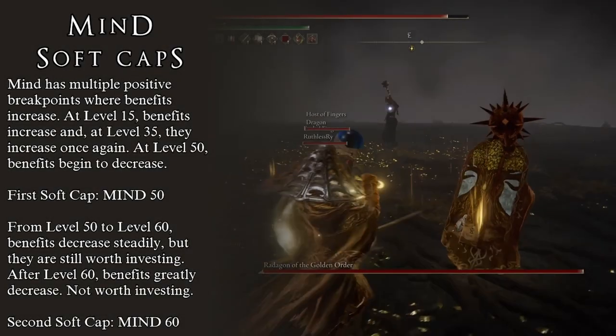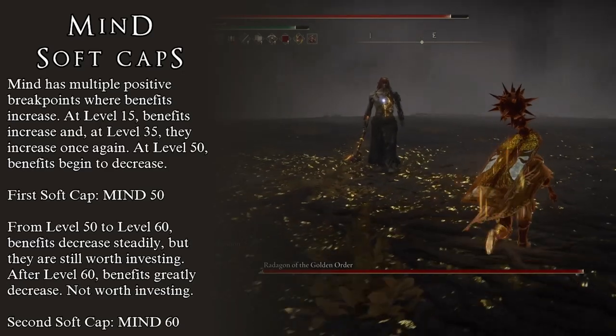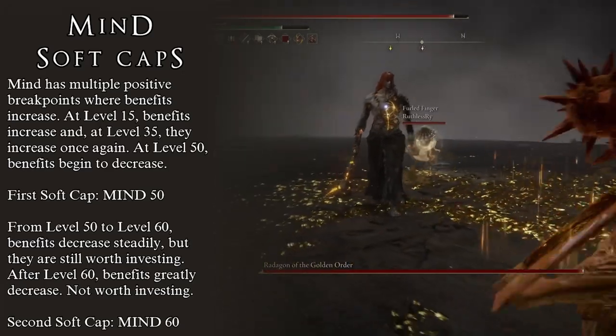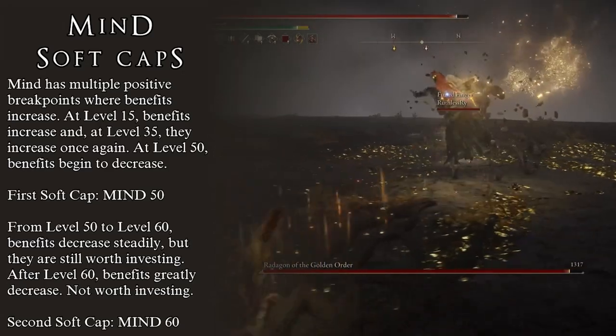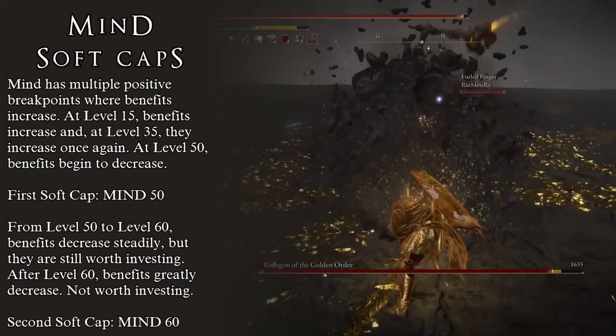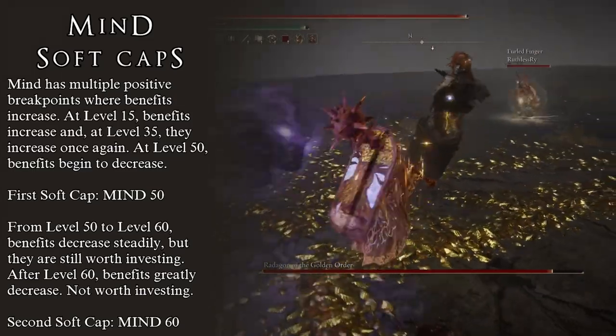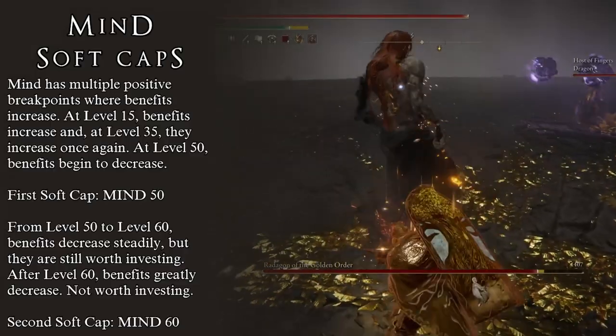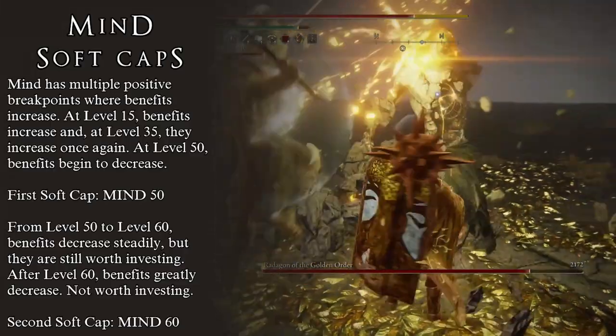The general idea is that the more mind you have, the more FP you have, and the more FP you have, the more often you can use the best techniques in the game. On the surface, it is simple. That said, it does come with its own special characteristics.